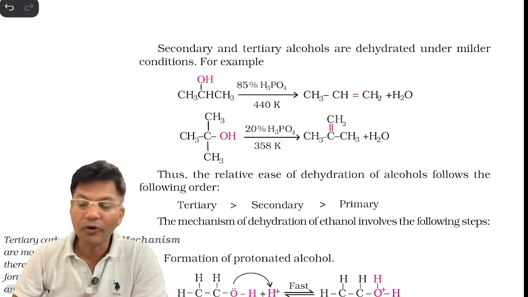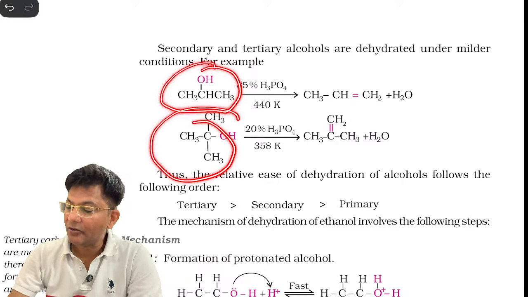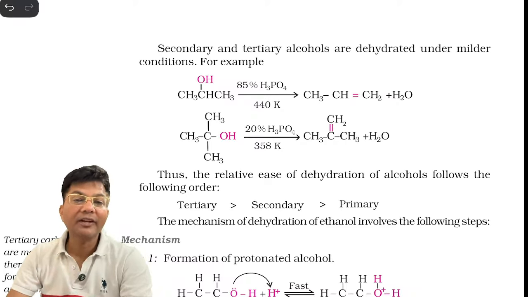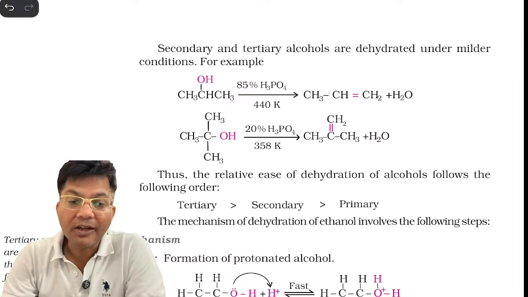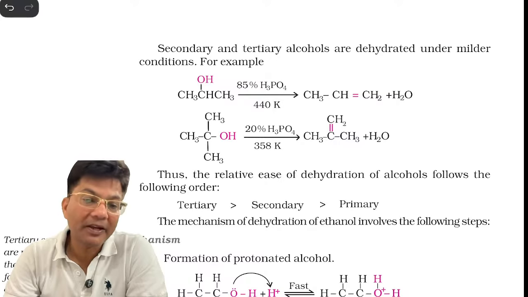If I talk about phosphoric acid, this is 2-degree alcohol, this is 3-degree alcohol. If I am saying which will require more acidic, phosphoric acid is definitely a water snatcher. It will work like H2SO4 or even better than H2SO4.